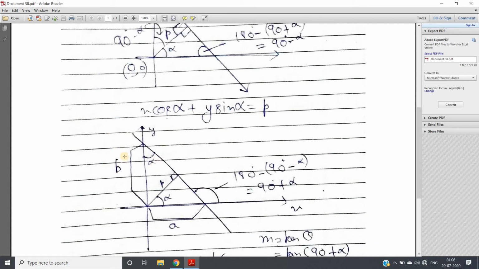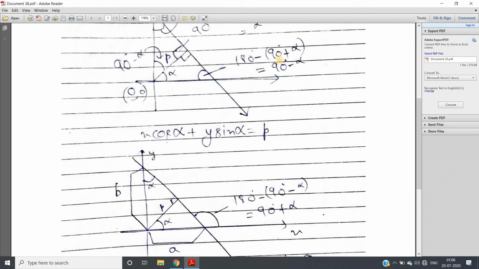What we need to do, I have just redrawn the same straight line. p is my length of the perpendicular, alpha is the angle. Suppose this particular length is a and this particular height is b. Now this inner angle we have got as 90 degree minus alpha. So what will be this outer angle? 180 degree minus (90 degree minus alpha), that is 90 degree plus alpha. Now we have got all the angles required for solving this problem, right?